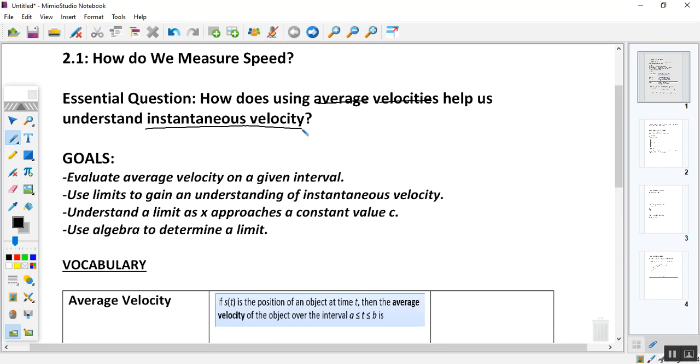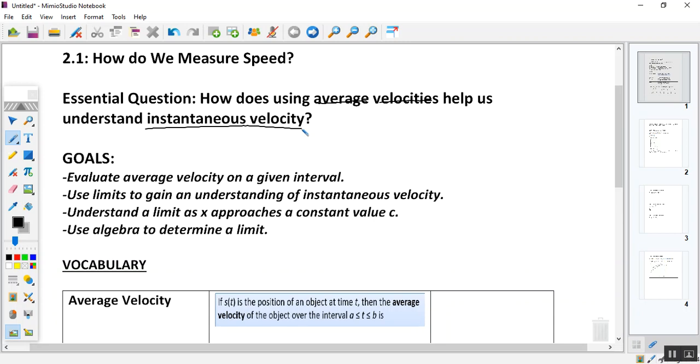Evaluate average velocity on a given interval. Okay, so we're going to look at velocity over a given interval. We're also going to use this idea of limits to gain an understanding of instantaneous velocity. How many of you have heard of instantaneous velocity before? Have you talked about anything being instantaneous in science classes ever?